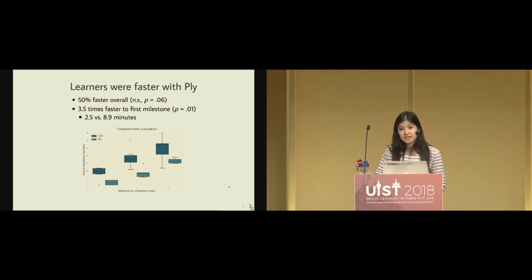This wasn't statistically significant for the final milestones, but we think that was because of the small sample size coupled with one outlier user. What we did see was that learners were 3.5 times faster to the first milestone in the group that used Ply, and this was statistically significant, as was the second milestone. And this is a pretty interesting difference because the difference between 2.5 minutes versus nearly 9 minutes to someone who is trying to make sense of unfamiliar code can be pretty significant. And so that was definitely something that we saw reflected in users' comments after the study.